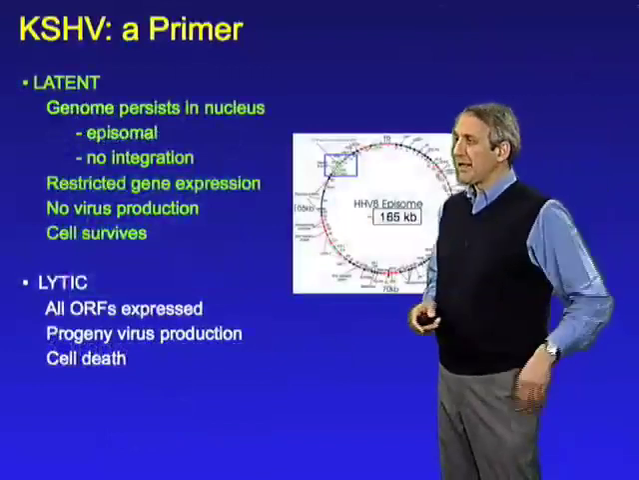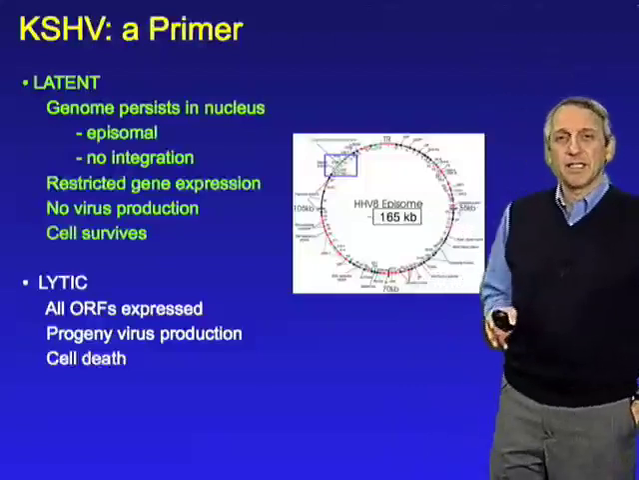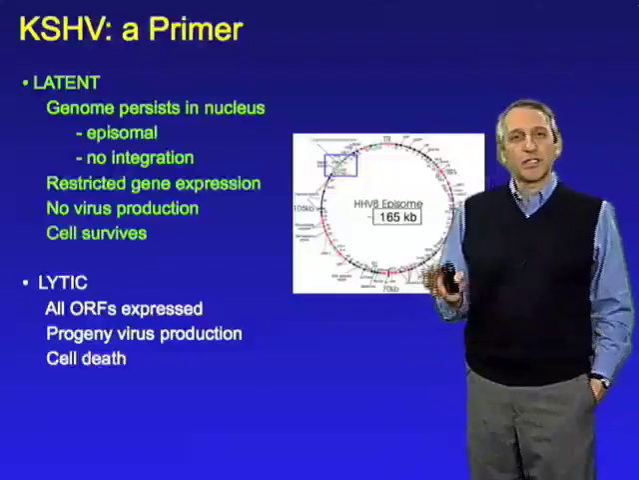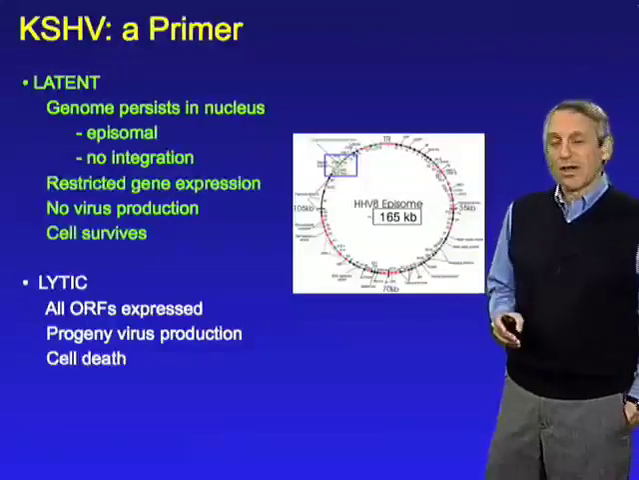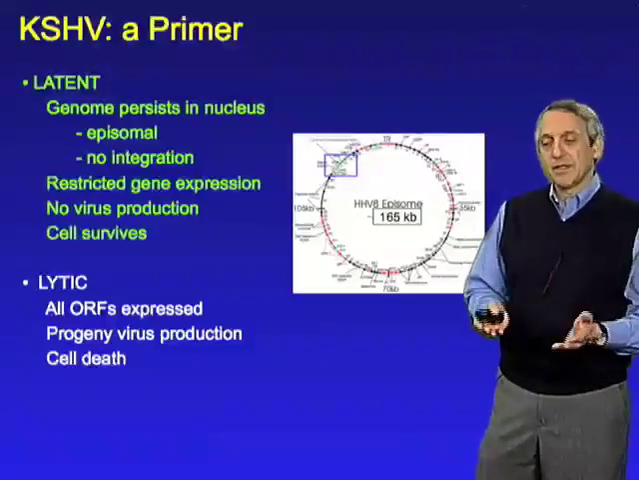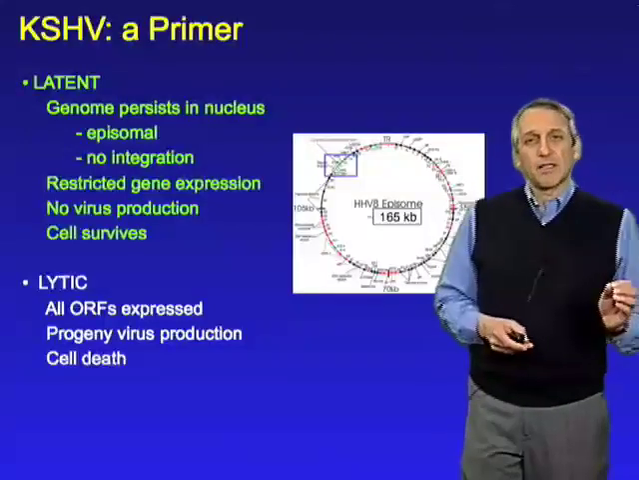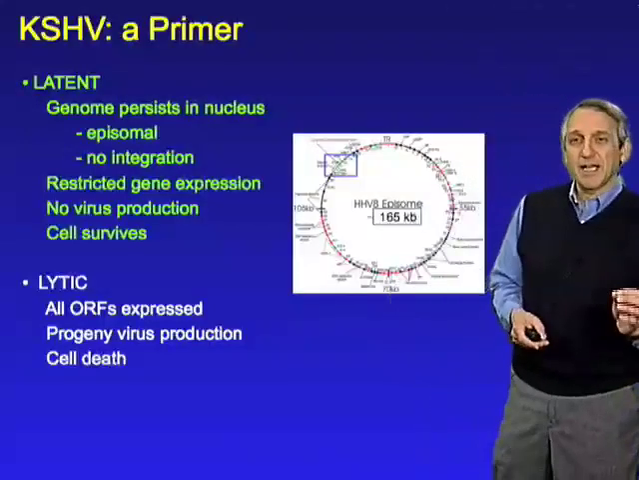So what does that mean? Latency is a state in which the viral genome persists in the nucleus in an episomal form. There's no integration in this form of the life cycle. So there's a circular plasmid maintained in the nucleoplasm. And the important thing is that gene expression from this plasmid is highly restricted.